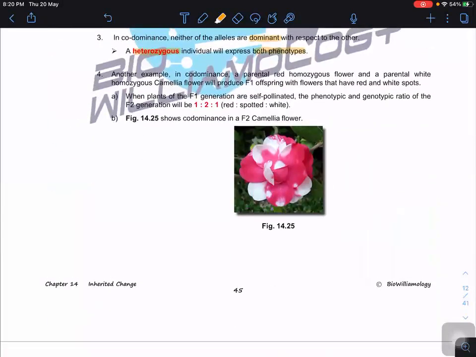So another example in codominance, a parental red homozygous camellia flower and a parental white homozygous camellia flower will produce F1 offspring with flowers that have red and white spots. Okay? Sorry, red and white spots. So again, codominance, if you look at it, red to spotted to white is in the ratio 1 to 2 to 1. Are you clear? You get 1 to 2 to 1 rather than 3 to 1. So this is again another example of what we call codominance.